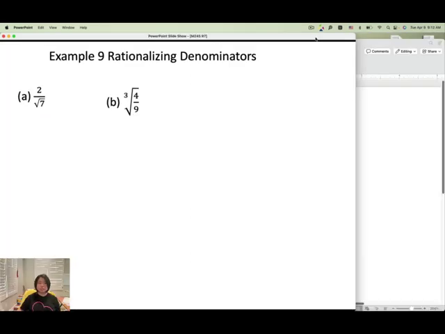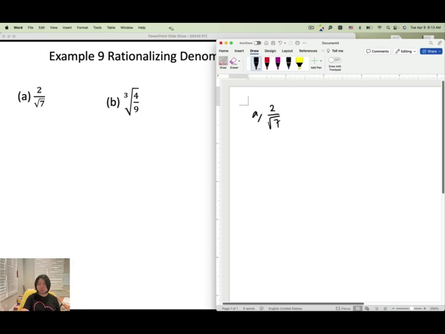Rationalize the denominator. It means we don't want any radical in the denominator here. Okay, let's try to do it together. Before we work on these questions, you will have the formula that when we have the nth root of a to the power of n, we could cancel out the n here. That would be equal to a.